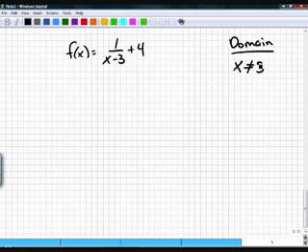Okay, there's only two things that can't happen: you can't have a 0 on the bottom, which is this case. What makes that bottom 0? You see, that makes sense. Or you can't have the square root of a negative, but we don't have square roots here, so we don't have to worry about the second case. So x can be anything but 3.